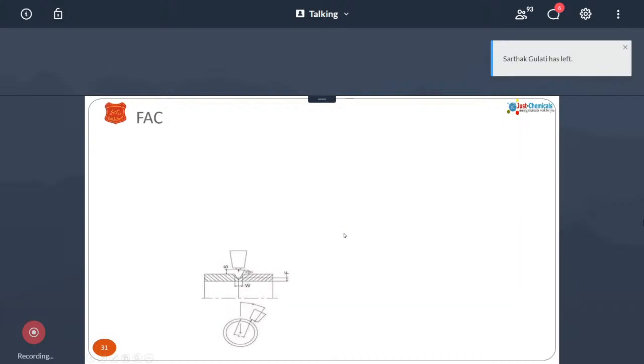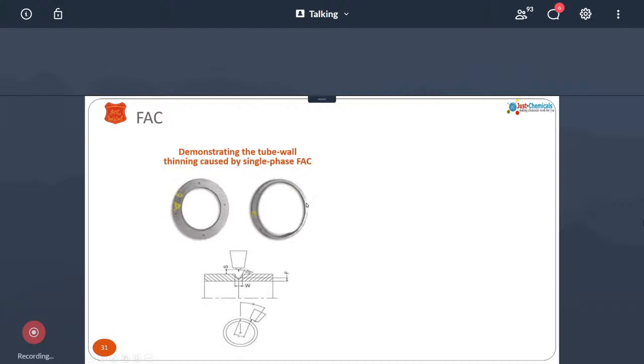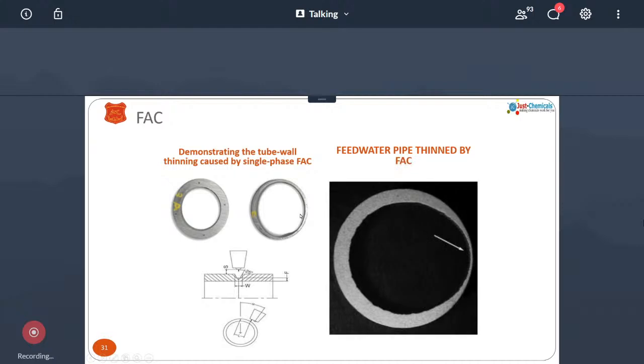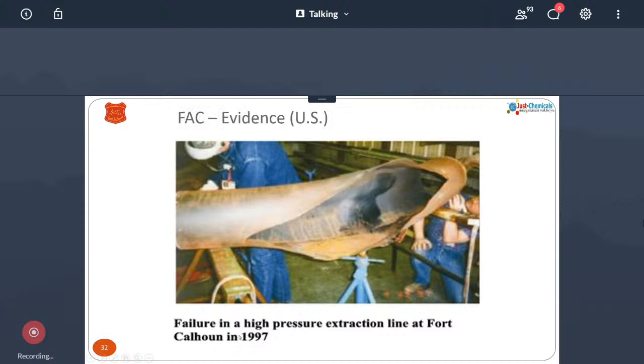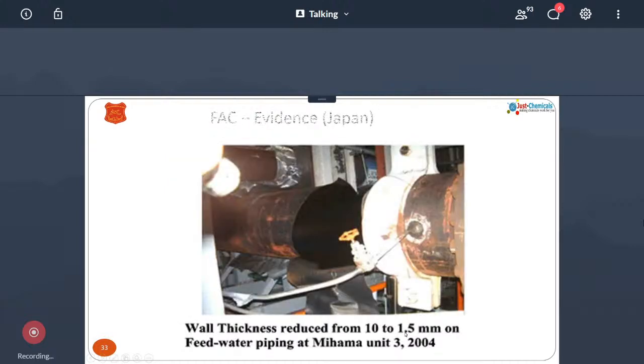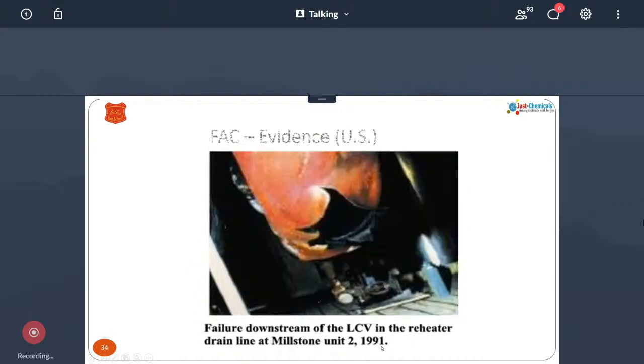Now, this is how an FAC will look like. It will get thinned, the metal will get thinned, and you see the thinning, how it is happening. And you see a few pictures. Now, in 1997, this was a failure in the US in a pressure extraction line at Fort Calhoun. And this was the wall thickness, which reduced from 10 to 1.5 mm on feed water piping in Miami. And this was again in the US in 1991. So it is actually happening since 1986.